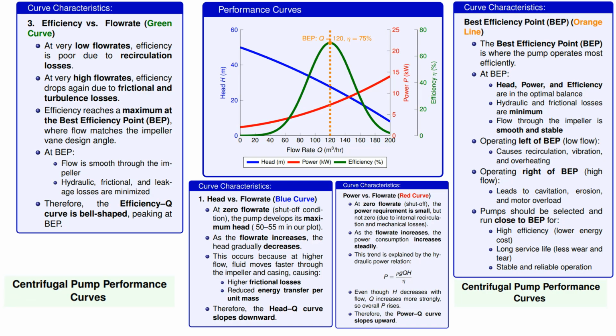Let's focus on the orange dashed line marking our BEP at 120 cubic meters per hour, where efficiency is 75%. This is not just where efficiency peaks, it is where head, power and efficiency are in optimum balance. The BEP is where the pump operates most efficiently with smooth and stable flow through the impeller.